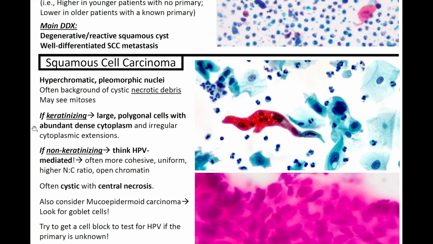Squamous cell carcinoma often has a cystic appearance with central necrosis. And also consider mucoepidermoid carcinoma if you see something like this, and look for goblet cells. Try to get a cell block to test for HPV if the primary is unknown.